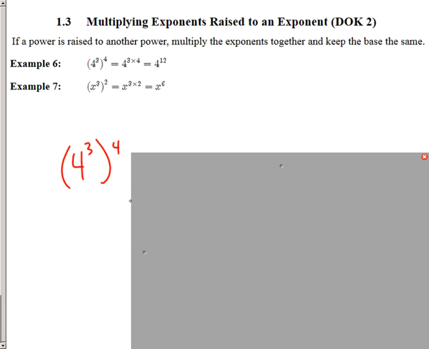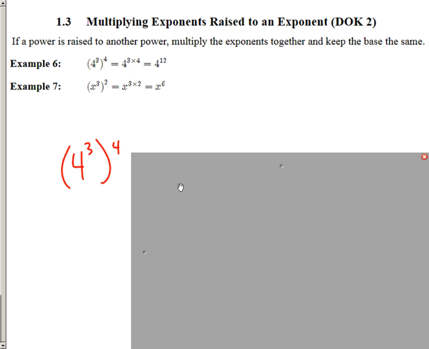Okay, so this is a situation where you have an exponent inside of the parentheses and another exponent on the outside of the parentheses. So there's a couple of things I want to go through with this one. It's a little bit more complex as far as why it works. The shortcut is really simple, but why it works takes a little bit of time to understand.